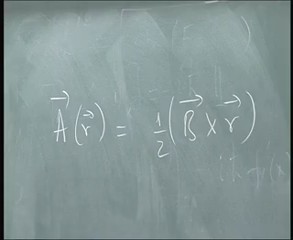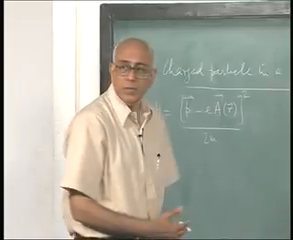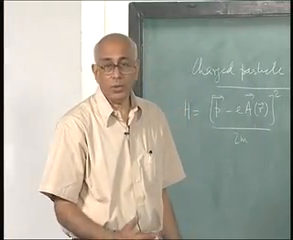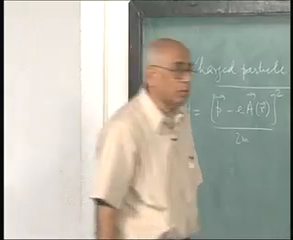I urge you to work this out, check this out, this is elementary vector analysis. If you find the curl of A, you discover it is exactly equal to B. This is the inversion of the equation curl A equal to B, so A equals half B cross R, if B is constant. Is the divergence of this 0? We have got to check if the divergence of this is 0.